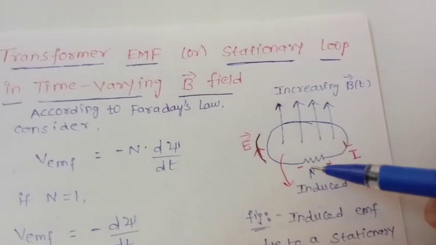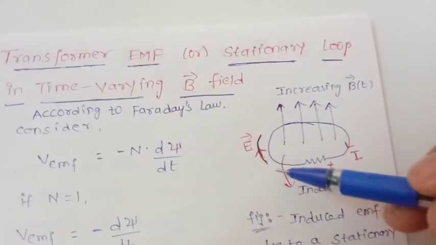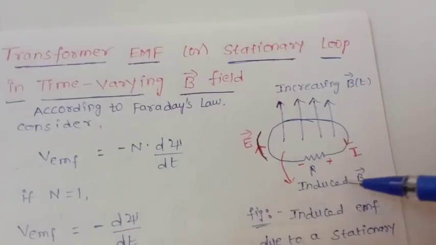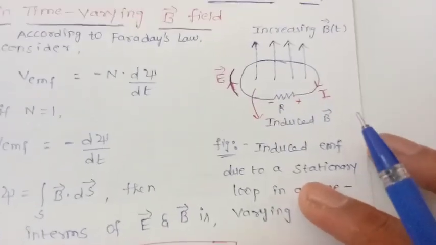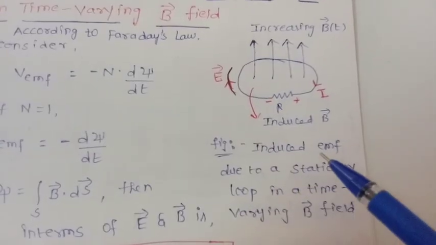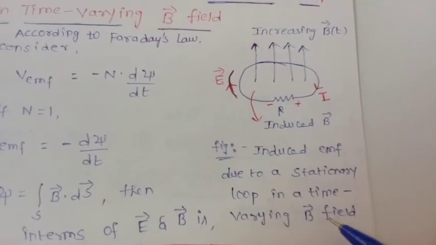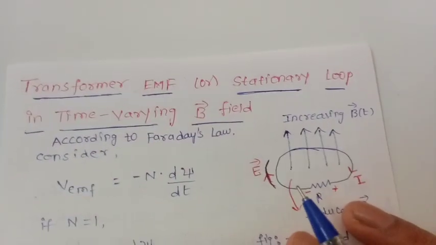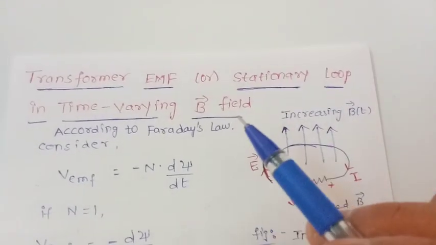The resistance is R, then there is an induced current here, then there is an electric field. This is the induced magnetic field. That's why the figure name, if you observe, is induced EMF due to a stationary loop in a time varying magnetic field. This is the first concept, transformer EMF or stationary loop in a time varying magnetic field.